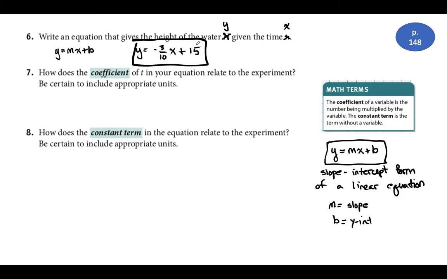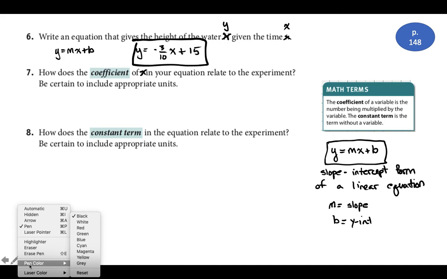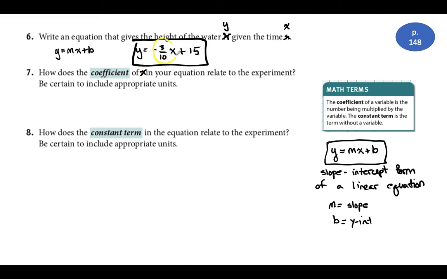If you can find the slope and you can find the y-intercept, then you can tell me the equation of any story or graph or table. Okay? So it asked, how does the coefficient of, we're not using t, we're using x, in your equation relate to the experiment? All right, so coefficient is the number being multiplied by a variable. I sure hope that you can all see how many terms I have in this equation on the right-hand side. Does everybody see 2 terms on the right-hand side here? -3/10 times x is a term and 15 is a term.